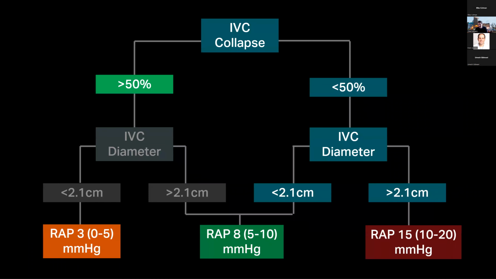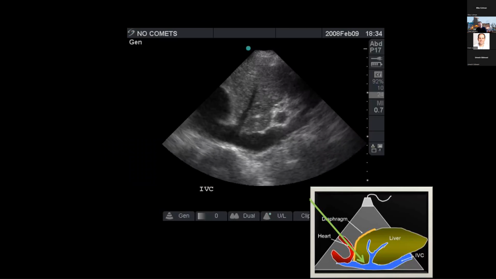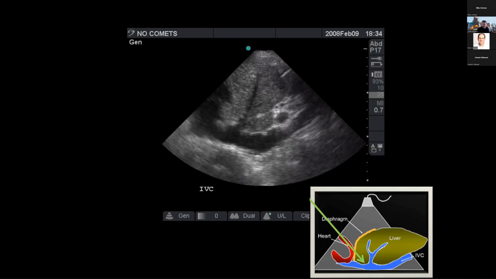On the other hand, if the patient has less than 50% collapse, this is when I take a measurement. And especially this is the case in a patient who's potentially not able to cooperate with your exam, unable to take a deep inspiration, take a measurement. If the IVC is less than 2.1 centimeters, then I classify these patients as low. If it is greater than 2 centimeters, this identifies right atrial pressures that are greater than 15, or at least greater than 10. All right, and this is a patient who has a larger respiratory IVC, and if we were to measure this, I'm sure it'd be over 2.